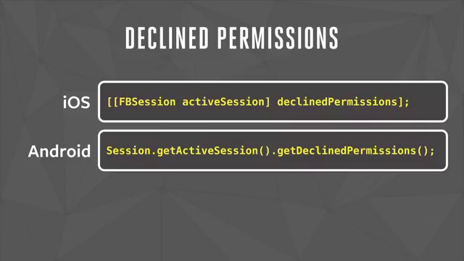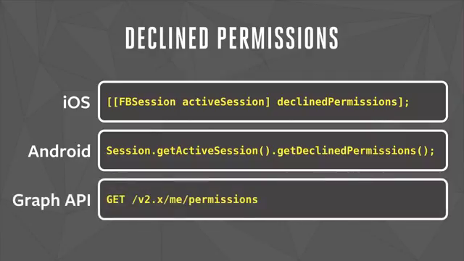But if someone declines a permission which is critical for your app to function, you may do one of two things. First, you could ask the person to enter the information directly into a form within your own app. Alternatively, you could re-request the permission from Facebook. To do this, you'll have to know which permissions the person has declined. On iOS and Android, you call the declined permissions or get declined permissions methods on the FB session object. If you call the Graph API directly, you can call /me/permissions and filter for the declined permissions.